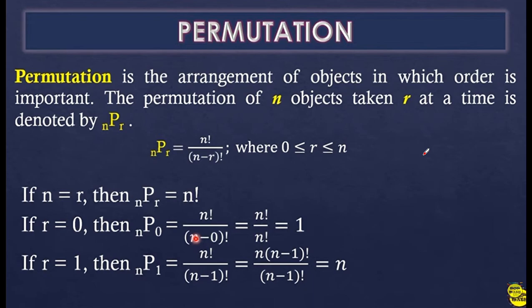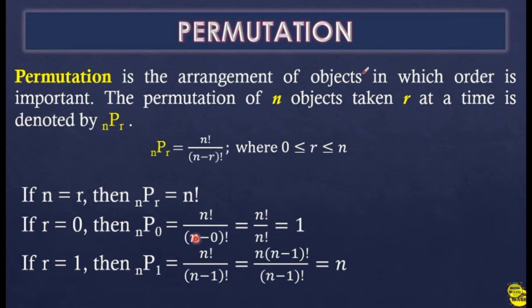Okay, let's proceed to permutation. When we talk about permutation, it is the arrangement of objects in which order is important. When we discuss permutation, order is really important, for example first, second, third, fourth, and fifth. First cannot be placed in fifth. The most important thing in permutation is order, for example ascending order or descending order.